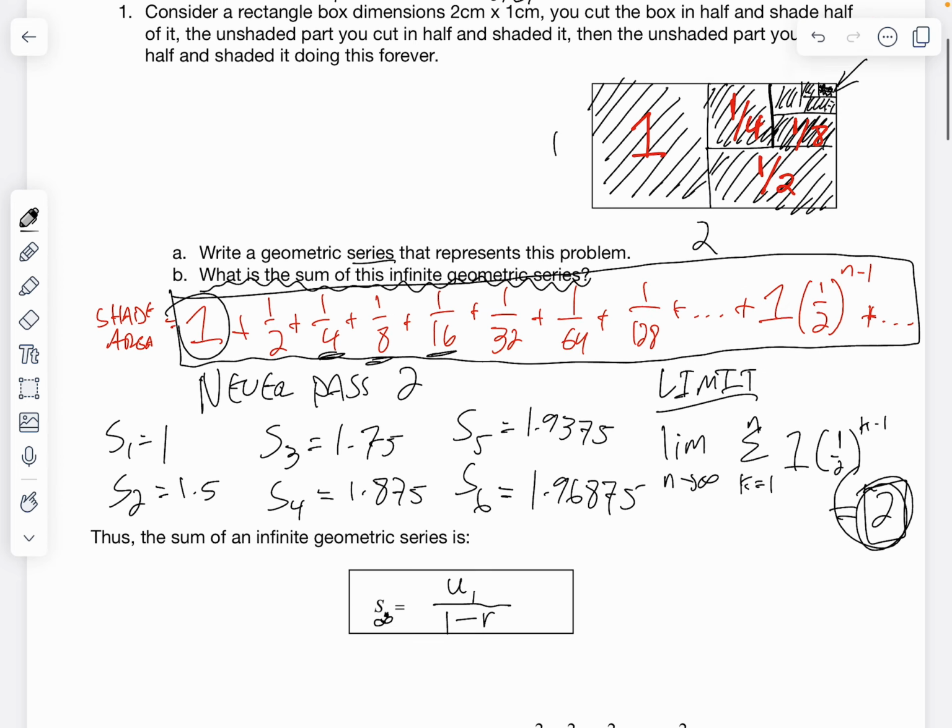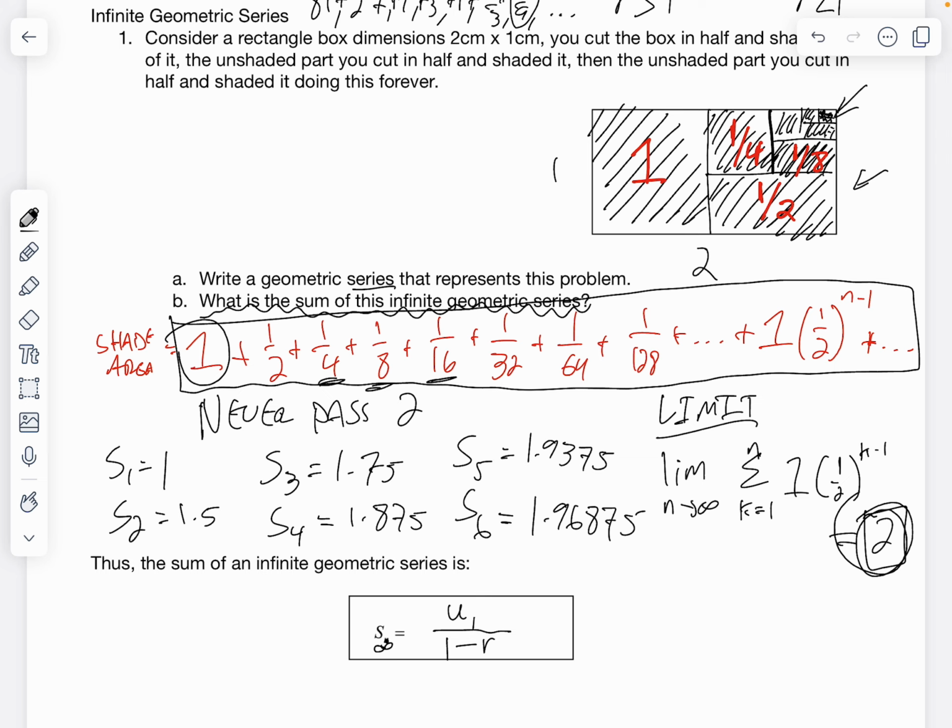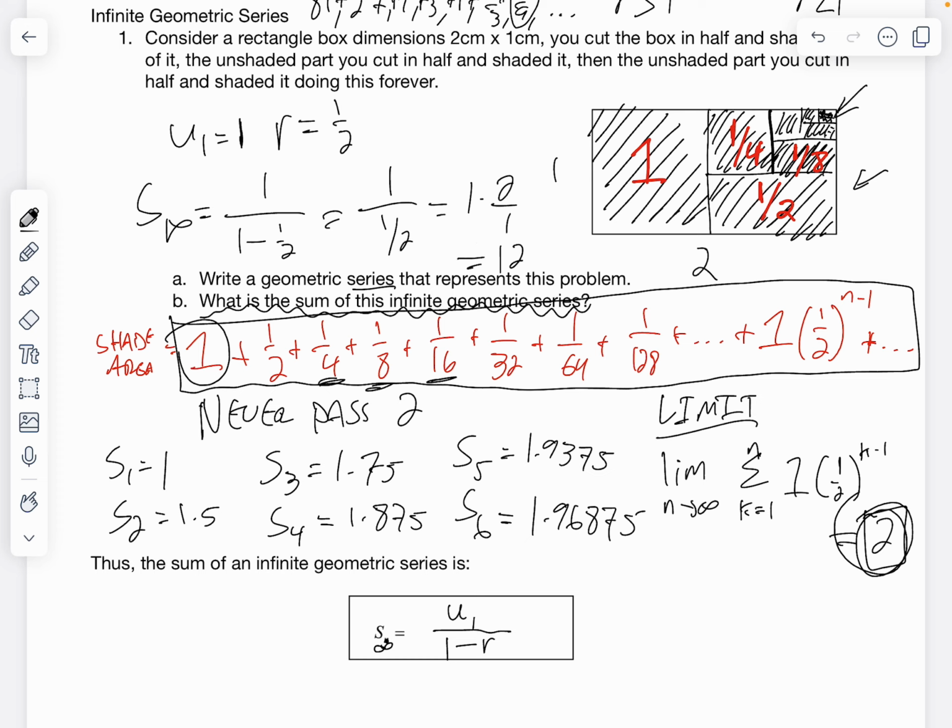And let's see if it works out with our box up here. So U1 is 1, R is 1/2, so S infinity is equal to 1 over 1 minus 1/2, which is 1 over 1/2, which is 1 times 2 over 1, which is 2.